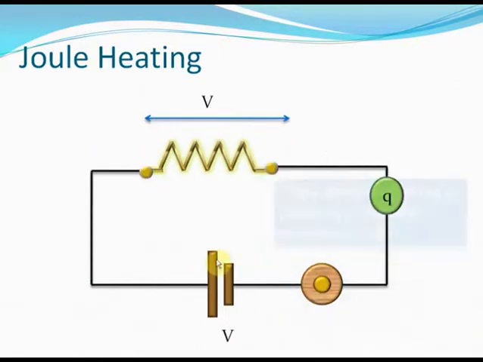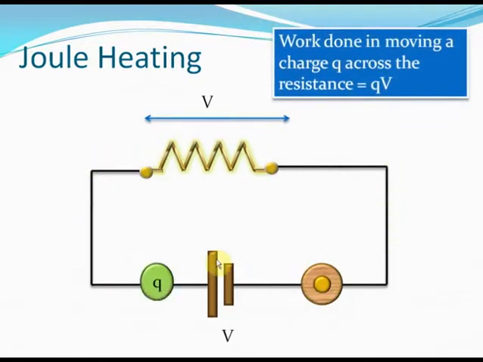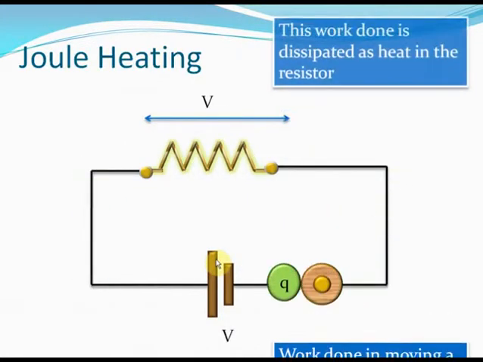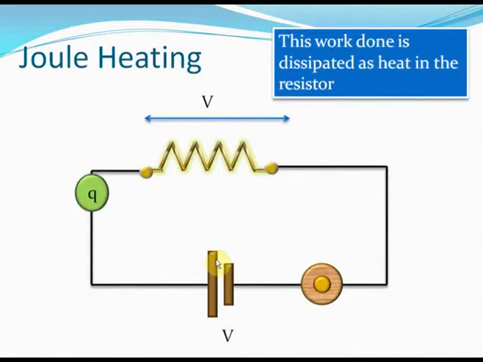In that case, when a charge Q passes through the resistor, the work done in moving the charge Q across the resistance is Q into V. That is so because the potential difference across the resistance is V, and we know that the work done in moving a charge through a potential difference V is QV. So the net work done by the battery in moving a charge from one end of the resistor to the other is QV. Now, the work done by the battery in moving the charge from one end to the other is actually dissipated as heat in the resistor, and that is what causes heat energy to be produced in the resistor.